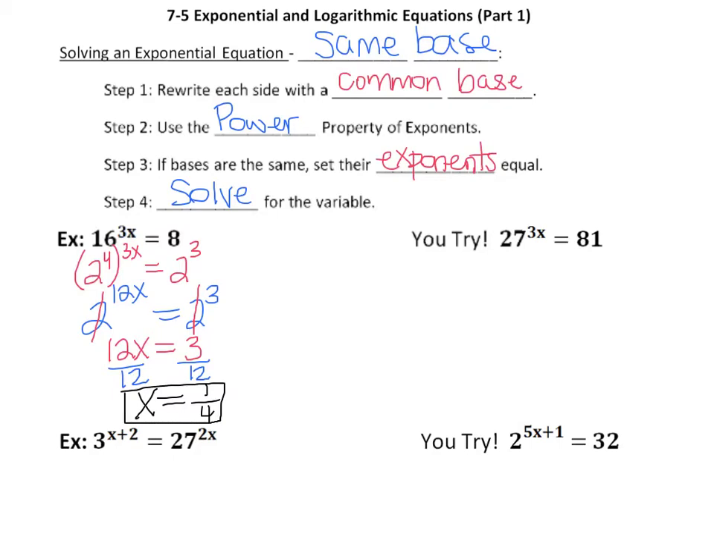These are great types of problems because you can always check your answer by plugging in 1/4 to the x up here, saying 3 times 1/4, and then raising 16 to that power. And if it equals 8, then you know you did it correctly.